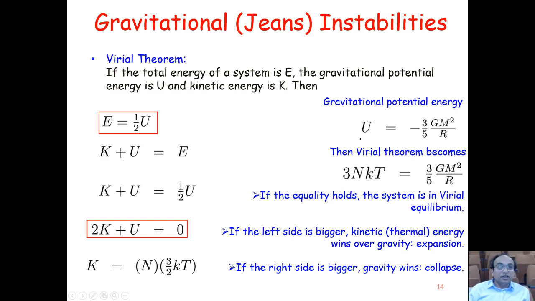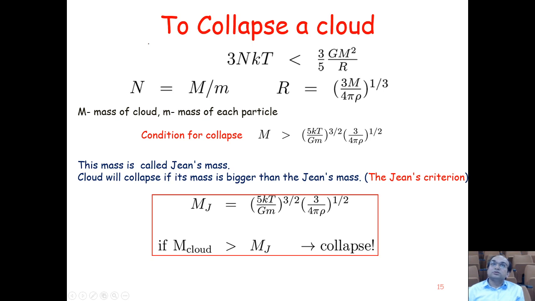If one side is bigger, then what happens? If the left side is bigger, then kinetic, that is thermal energy, wins, and the cloud, whatever is there, will expand. If the right side is bigger, then gravity wins, then it collapses. So to collapse a cloud, what happens?